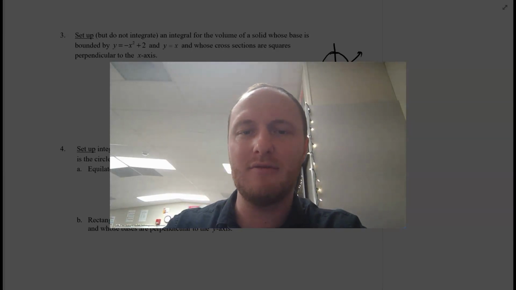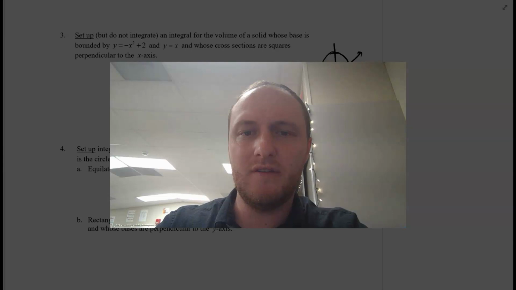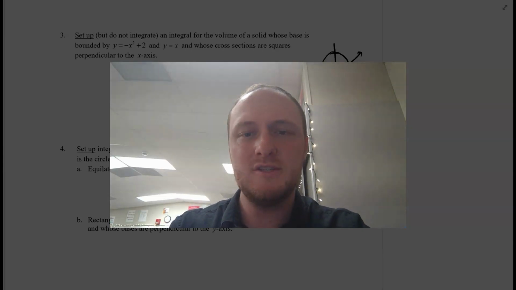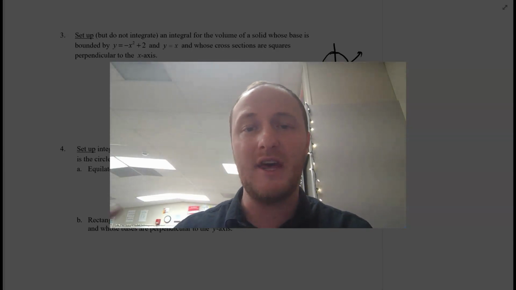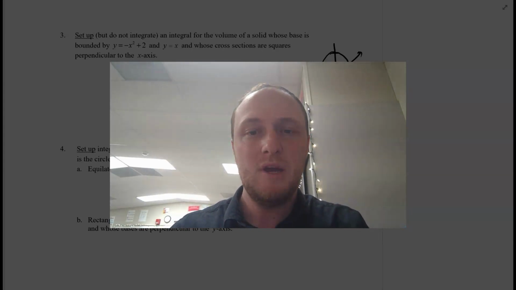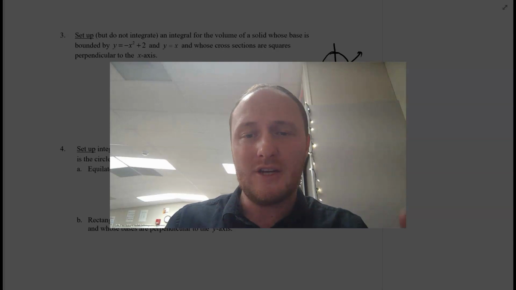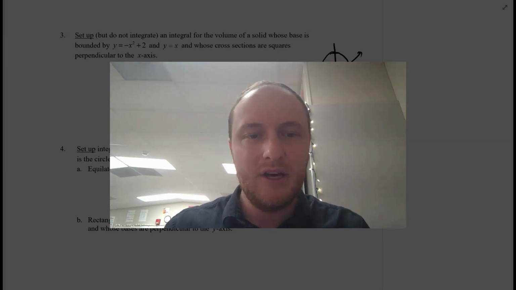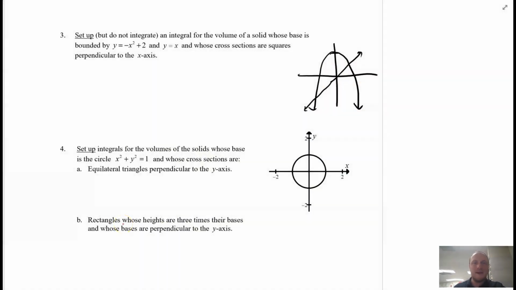This is 6-5. We're talking volumes of solids with known cross sections. And what we're going to do is just set up some integrals. We're not going to integrate in these examples. We're just going to set them up, showing how we would actually integrate if we were going to do that, right? So let's go ahead and look at number 3.